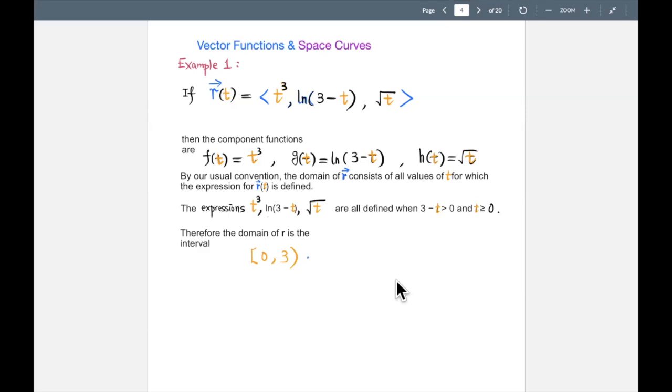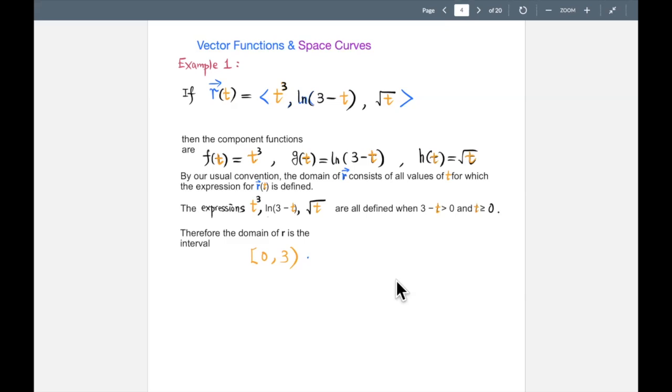As you can see, if you have this picture in mind, it can help you remember the domain for the ln right here. So when you have the ln, this quantity inside has to be what? You see it is on the right side of the y-axis, so this quantity has to be strictly greater than 0. Yes, you got it. So we need 3 minus t to be greater than 0, because for ln, this quantity has to be greater than 0.